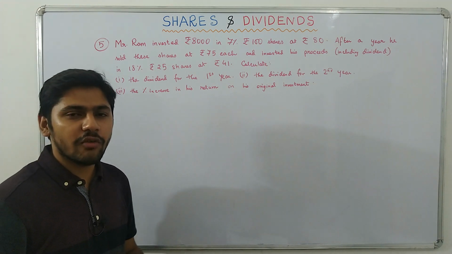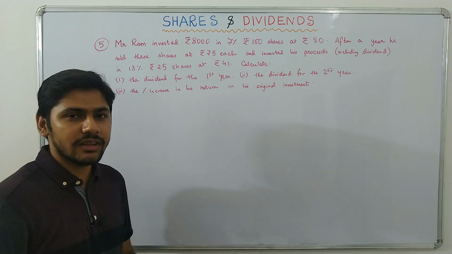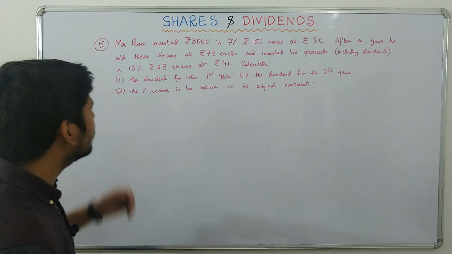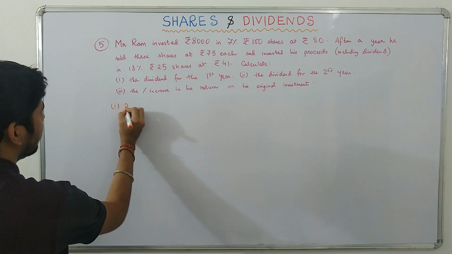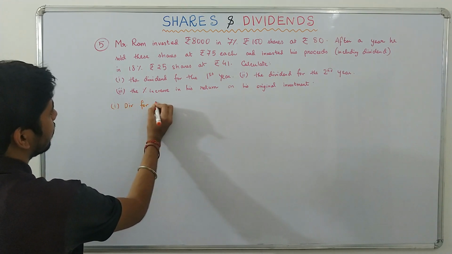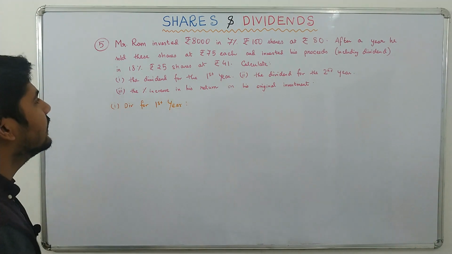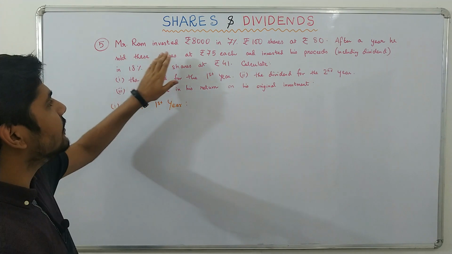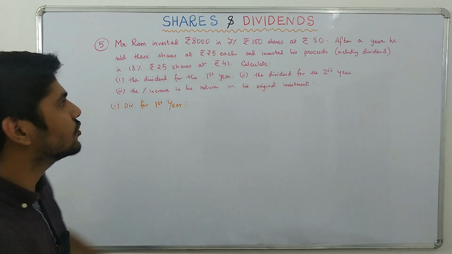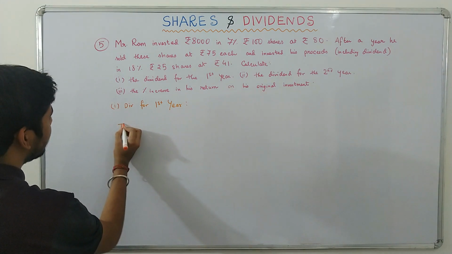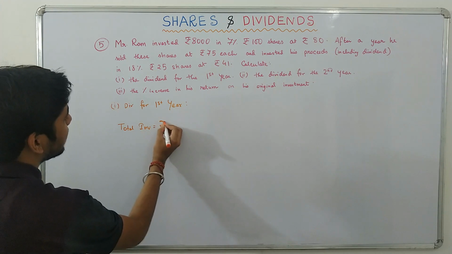Like question number 3, over here also we have two transactions for the first year and a transaction for the second year. In number 1 we have to calculate the dividend for the first year. Let me write it down. Number 1, dividend for first year. Okay, let's check out the question. Mr. Ram invested rupees 8,000 in 7% rupees 100 shares at rupees 80. So what do we get? We get that the total investment is equal to rupees 8,000.